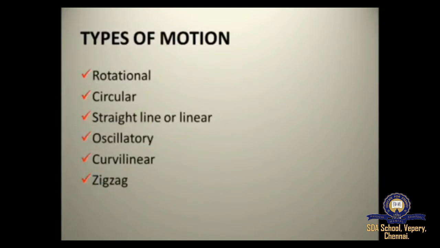Okay, so next we'll move on to the types of motion. So what is motion? An object is said to be in motion if its position changes with respect to its surroundings and time. So the types of motion are rotational motion, circular motion, straight line or linear motion, oscillatory motion, curvilinear motion, and the zigzag motion.